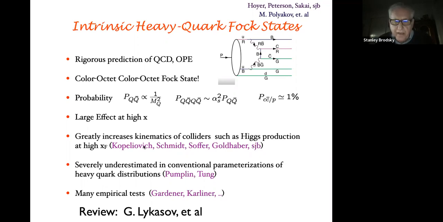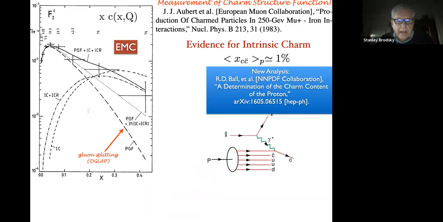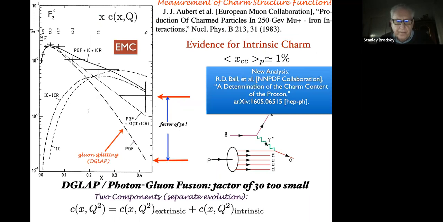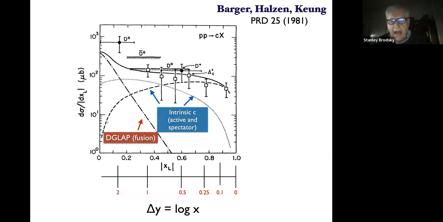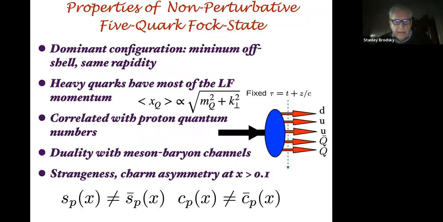It increases the kinematics of colliders, and particularly Higgs production at high x_F. It's been severely underestimated before because people somehow magically think that DGLAP evolution is the only way to get this. And you explain this result here. You explain Lambda_c production, high x_F, by that data. You explain all the high x Feynman distributions that have been measured because you need the intrinsic charm. Otherwise, you can't explain it at all.